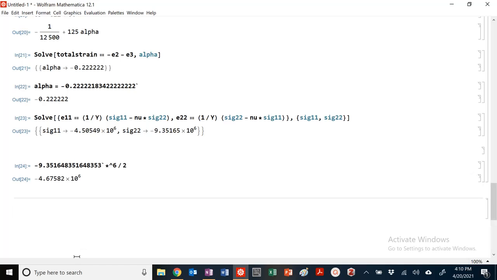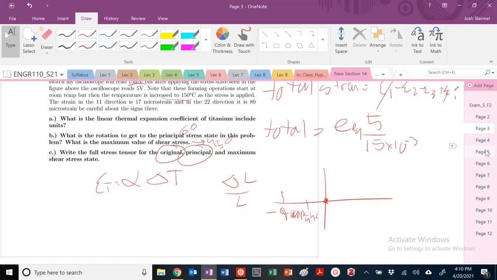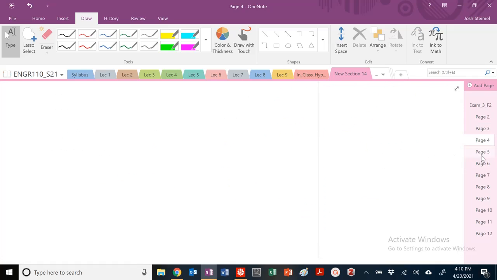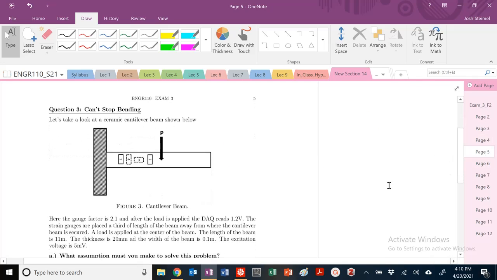So let's go ahead and set up our notebook for the next one. Let me quit my kernel here. And we will get into question 3 in just a little bit. So that's it for this problem. So next question, can't stop bending. So let's go ahead and tackle this problem next time.